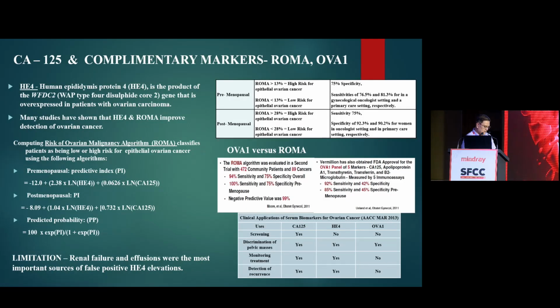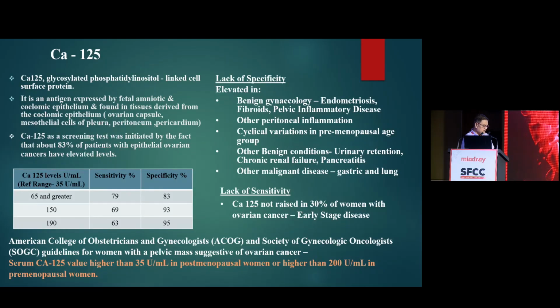In a screening setting, about 83% of patients with epithelial ovarian tumors can be detected, and those are the sensitivity and specificity figures. The number which gives you the maximum sensitivity and specificity is 65 and above. If you recollect, our reference range is more or less 35, so we are talking about 2 times the upper normal range. A number at that level is likely to be most significant in favor of a possible ovarian tumor.